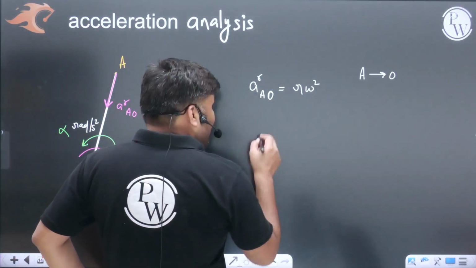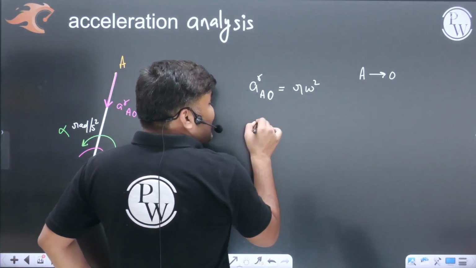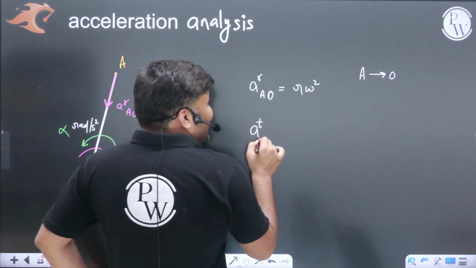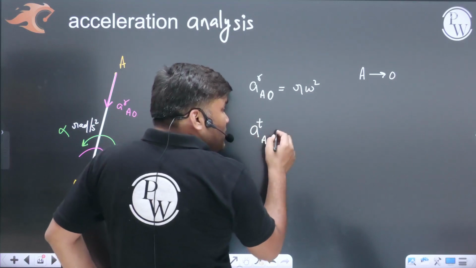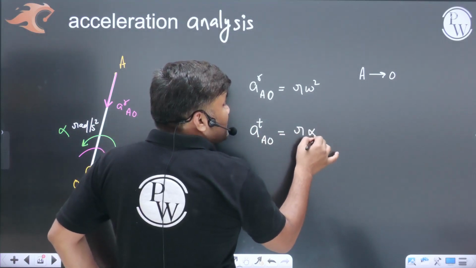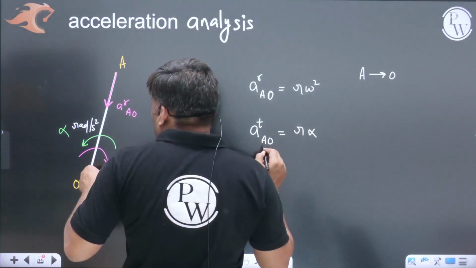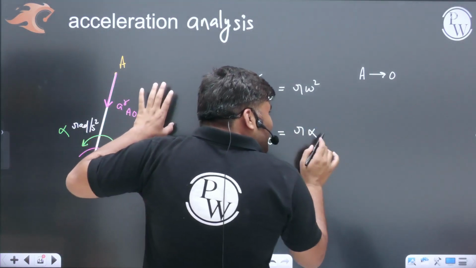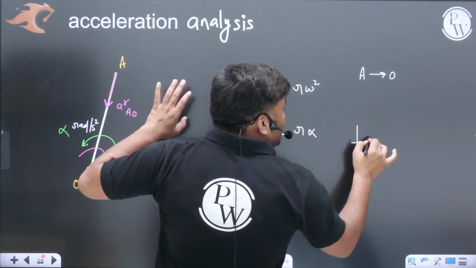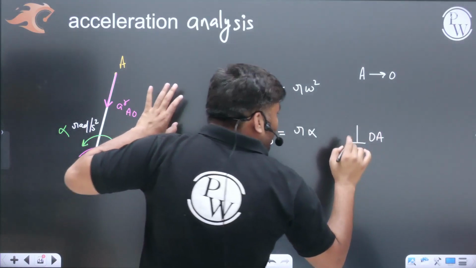We represent that by A with T on the top, the acceleration of A with respect to O. Tangential acceleration of A with respect to O is nothing but R alpha, beta. Radius is nothing but the distance from point O to point A, and the direction of this tangential acceleration is perpendicular to link OA.